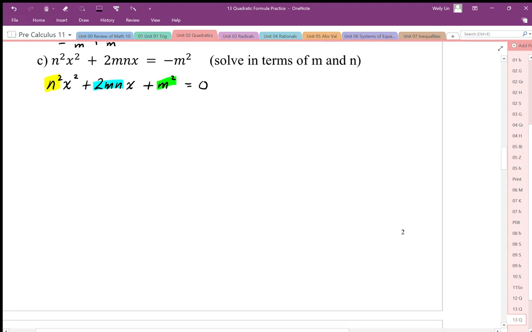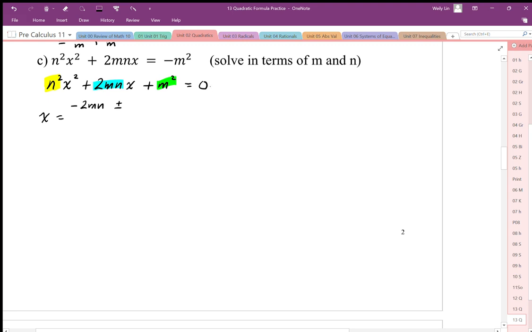So I've got a quadratic. I can use the quadratic formula. I've identified my a, b, and c terms, so I just plug it in. So negative b is going to be negative 2mn plus or minus.